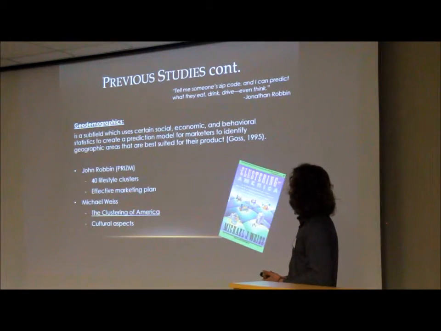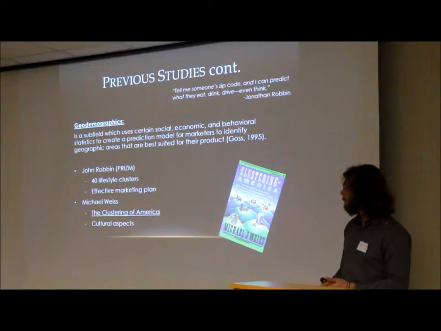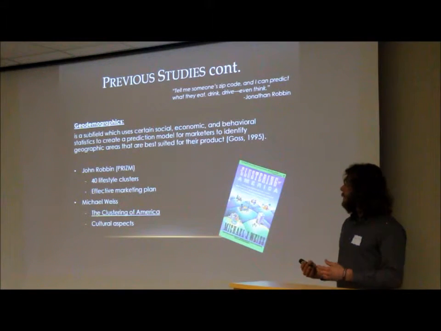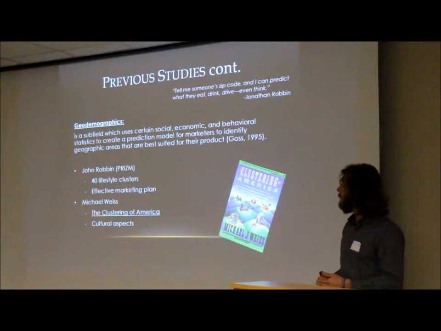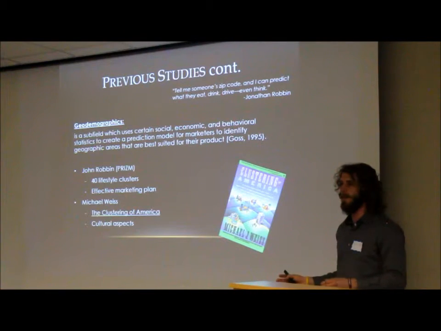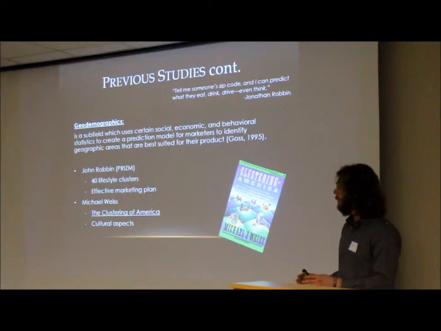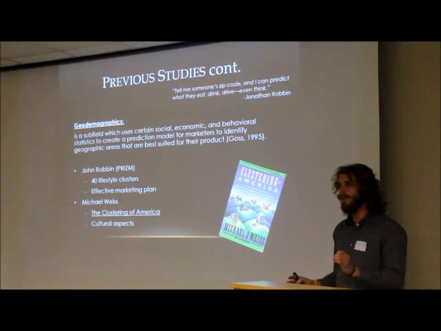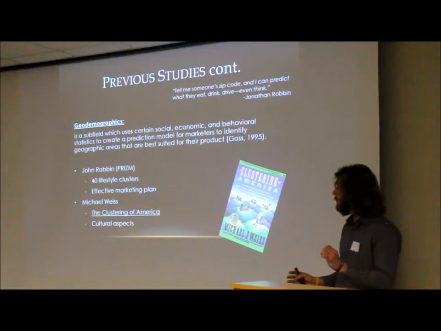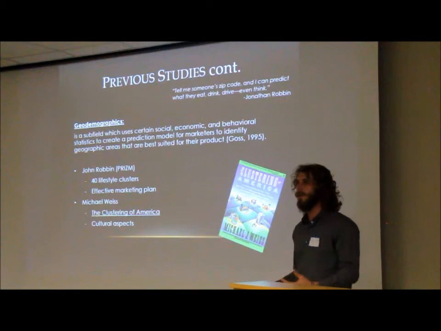A more recent study was done by Jonathan Robbin. He came up with a computer program called PRISM, which clustered US zip codes into 40 what he called lifestyle clusters. His goal was to come up with an effective marketing plan. He wanted to see if he could cluster the US into 40 lifestyle clusters and, based on those clusters, determine an appropriate marketing plan for each cluster.